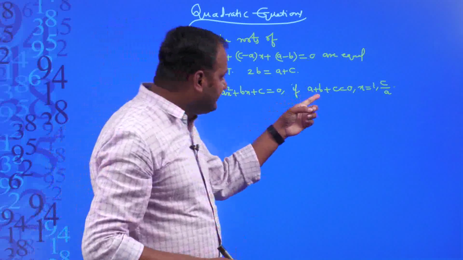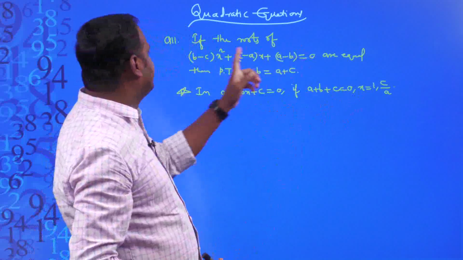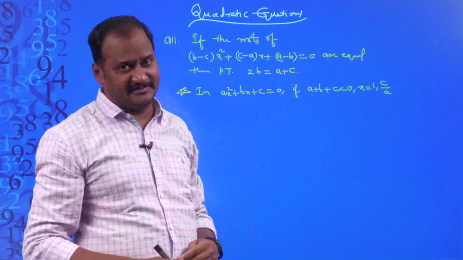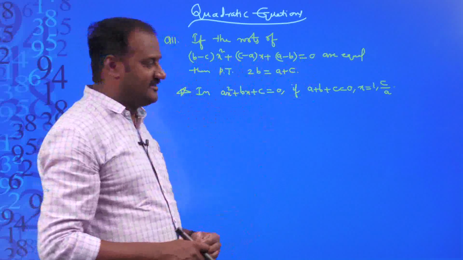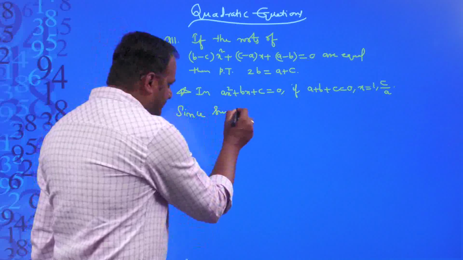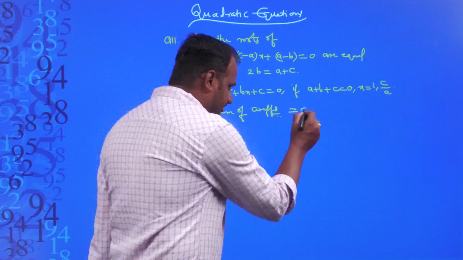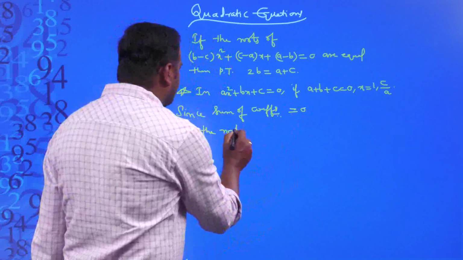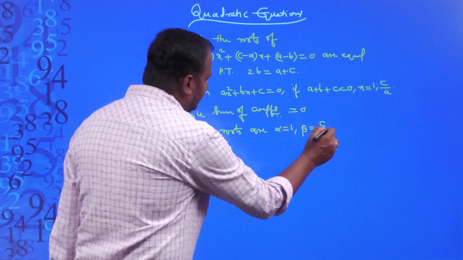But if you want to apply this strategy, the sum of coefficients is supposed to be 0. So what is the coefficient here? b minus c, and what is the coefficient here? c minus a, and here the coefficient is a minus b. Okay. So b minus c plus c minus a plus a minus b, obviously 0. Therefore, since sum of coefficients is equal to 0, therefore the roots are alpha is equal to 1 and beta is equal to c divided by a.